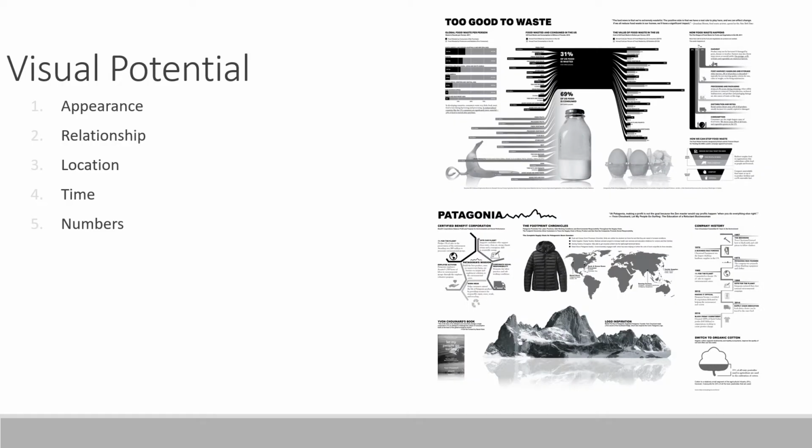Visual potential is the ability to convey a message or concept visually. Visual potential can be represented through appearance, relationship, location, time, and through numbers. On this slide, I have also included a side-by-side view of my model and my final infographic.